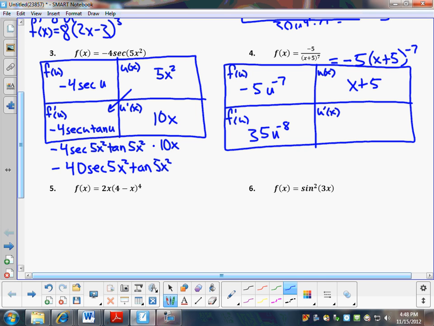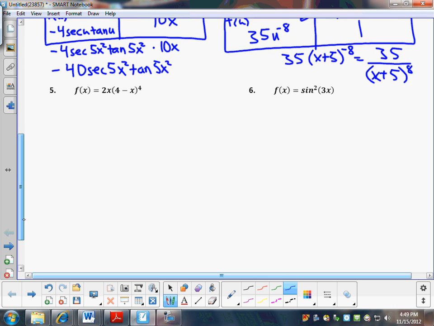U prime of x, 1. Multiply them together. Obviously, you'd have 35u to the negative 8th. Remember the arrow. Plug it back in. So we have 35 times x plus 5 to the negative 8th, which is 35 over x plus 5 to the 8th. There you have it. That's my derivative.